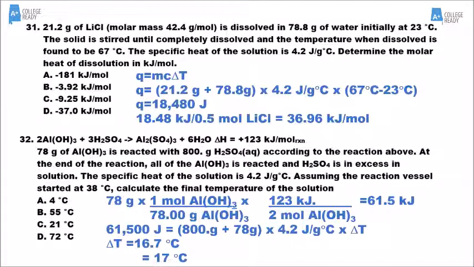And then what's the final temperature? Well, delta H has a positive sign, which means it's endothermic, which means the temperature should go down. It should decrease. So if you started out at a temperature of 38 degrees and you went down by 17 degrees, you'll get the final answer of 21 degrees.